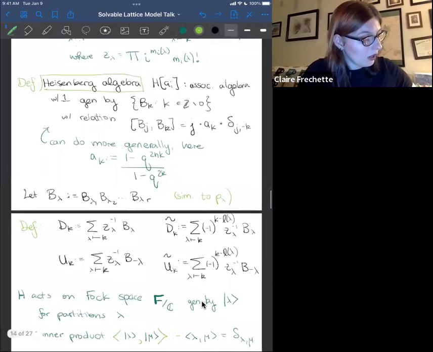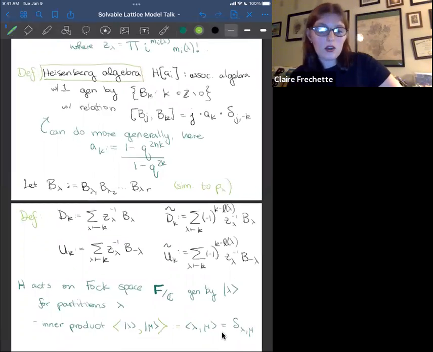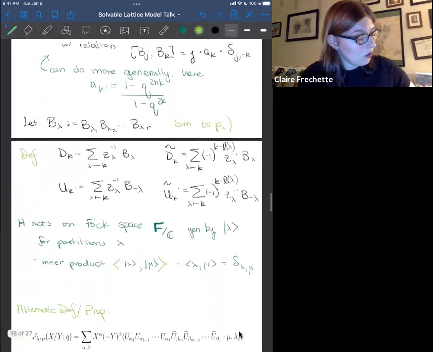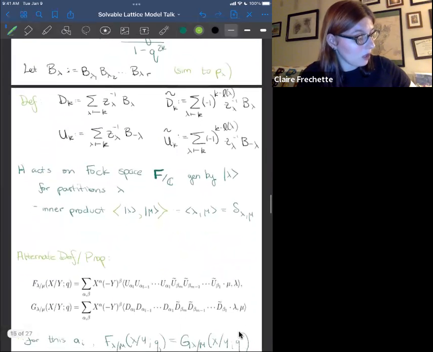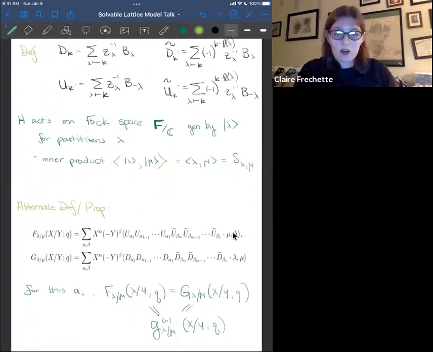This Heisenberg algebra then acts on the Fock space generated by partitions with inner product given here by our delta operator. And we can use this to define a pair of polynomials by acting with our operators on a particular partition and then taking the inner product against another one. And this will in fact give us skew polynomials defined on skew shapes.